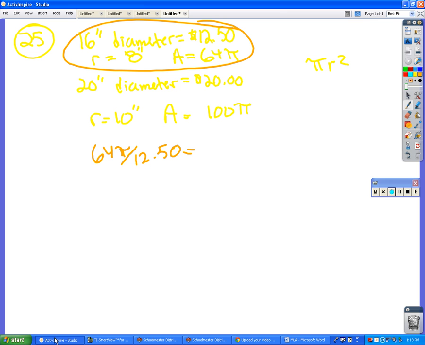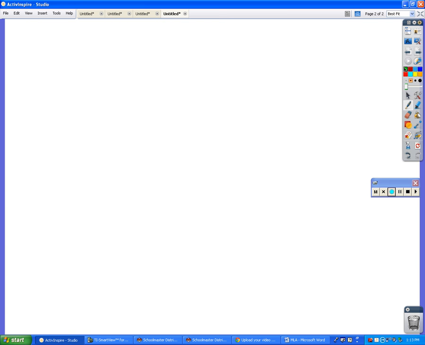All right, same idea for number 26, but now we're talking about ice cream. Ice cream comes in two different kinds of containers.